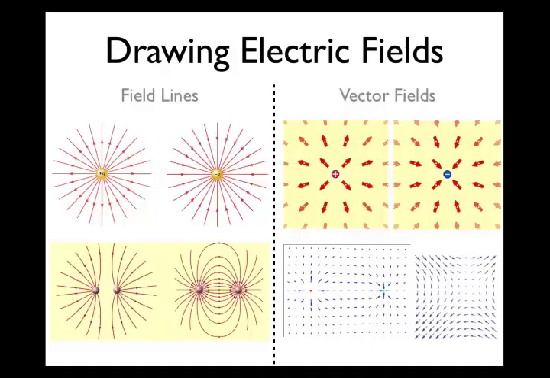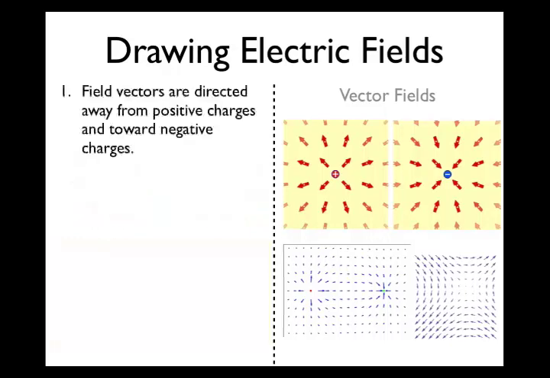The other representation of fields is the concept of a vector field, and a vector field diagram looks like what we've shown on the right there. Vector field vectors rather are directed by convention again away from positive charges and toward negative charges. So the direction idea in these field diagrams hasn't changed at all.